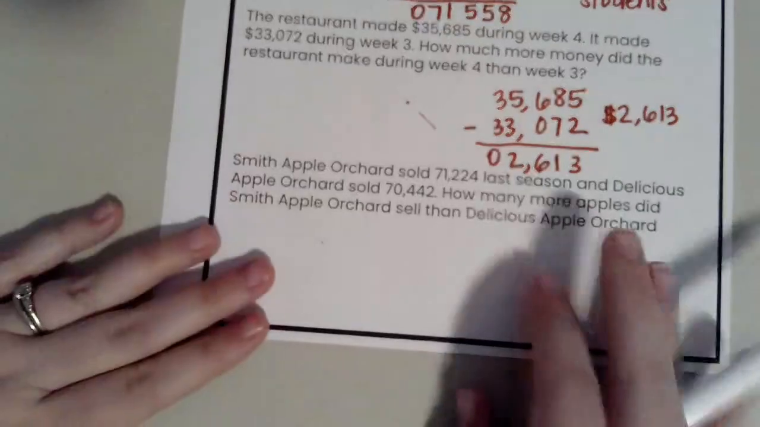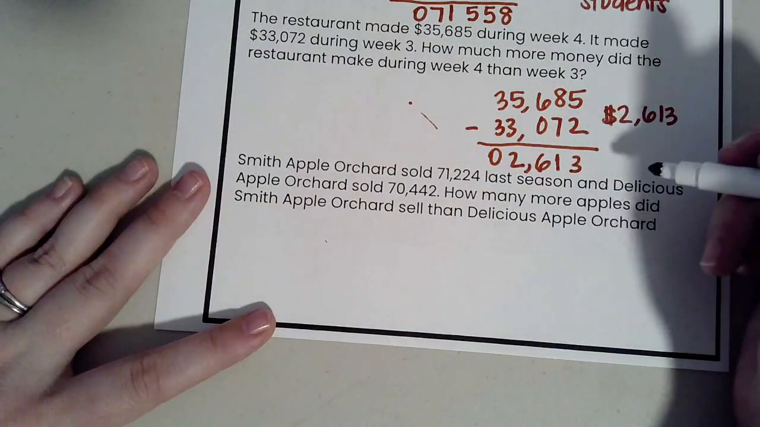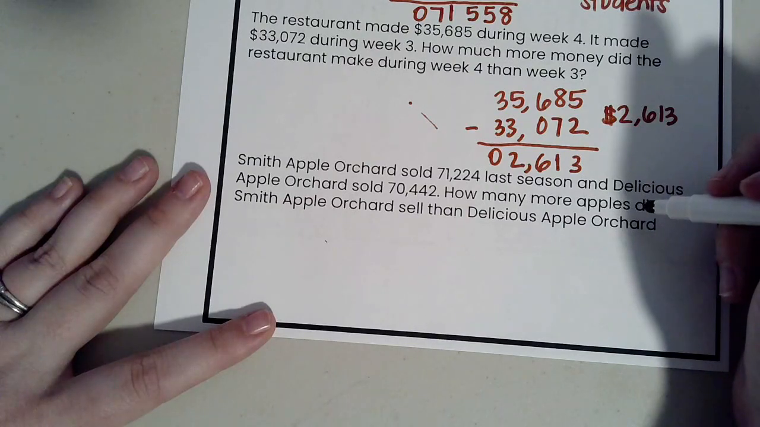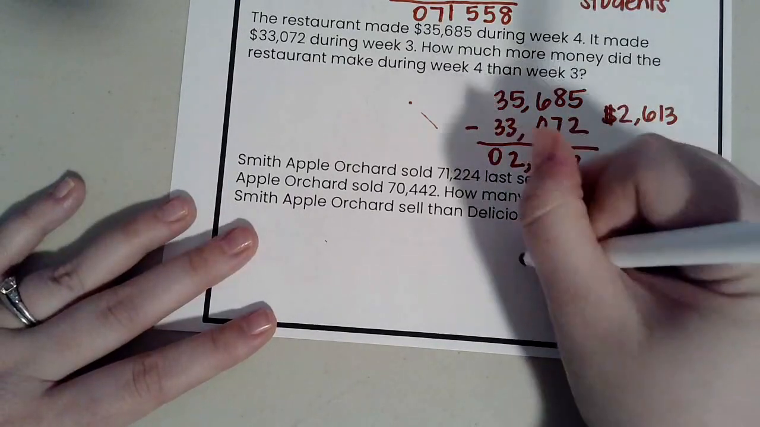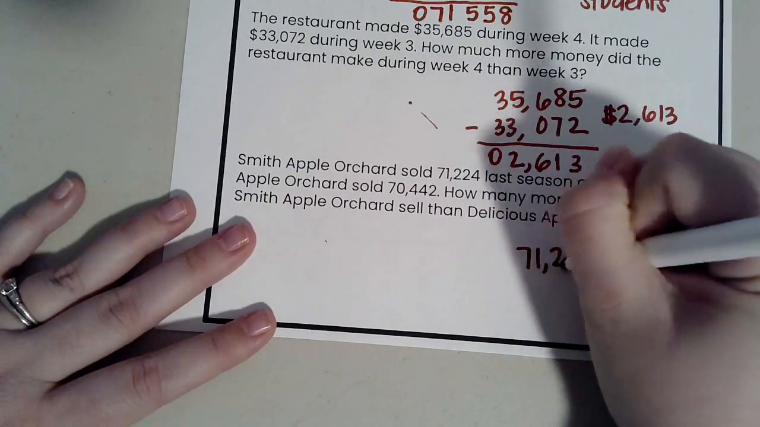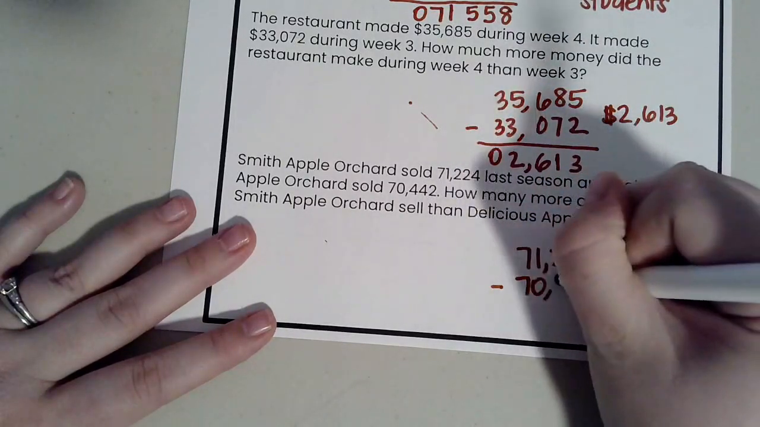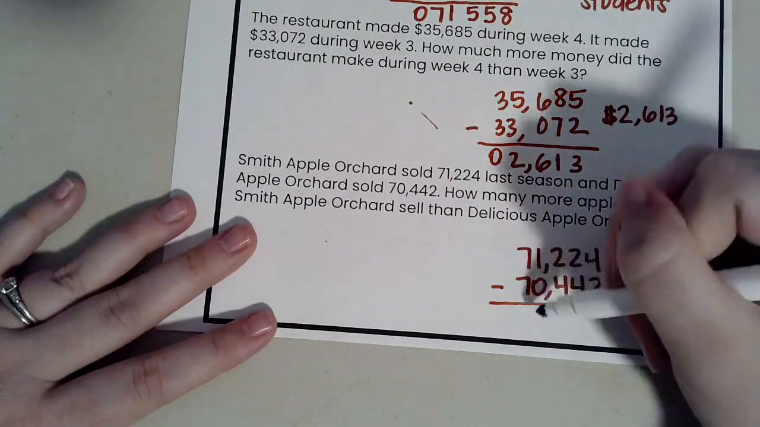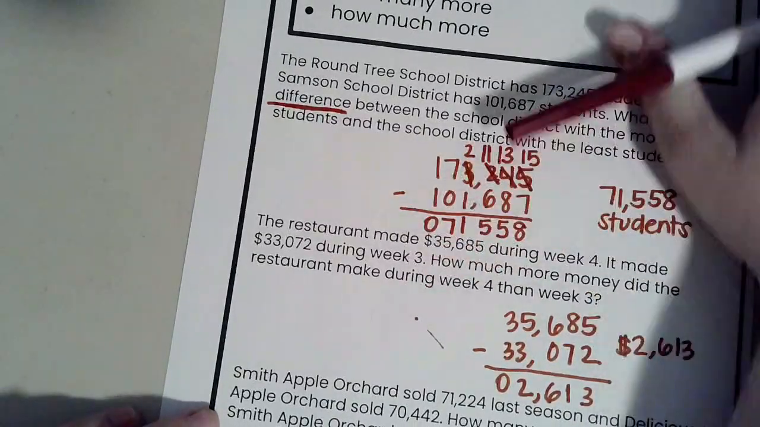Okay. Smith Apple Orchard sold 71,224 last season, and Delicious Apple Orchard sold 70,442. How many more apples did Smith Apple Orchard sell than Delicious Apple Orchard? Okay, so let's write our numbers. 71,224 minus 70,442. You can see my digits are nice and lined up. They actually might be a little close, which we saw up here, but that's okay.